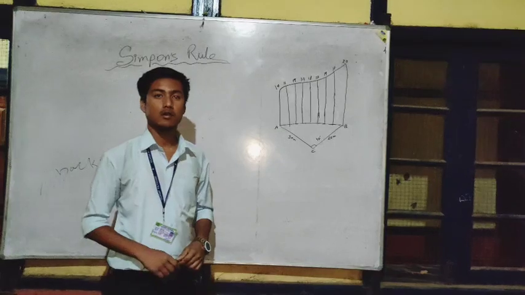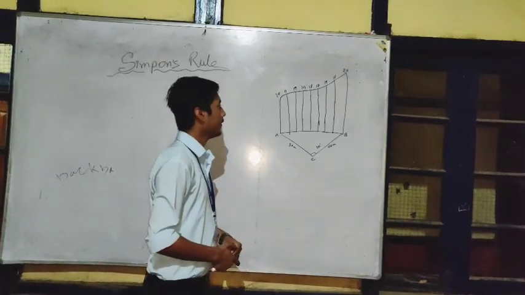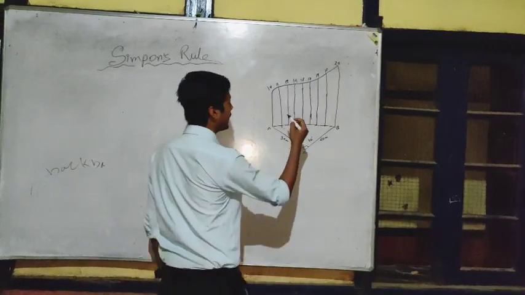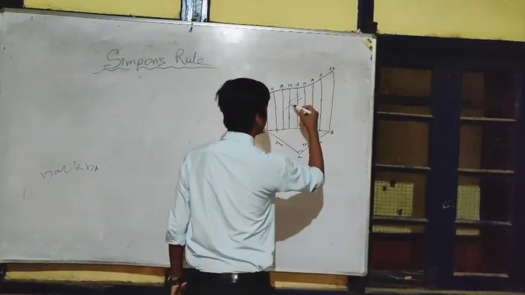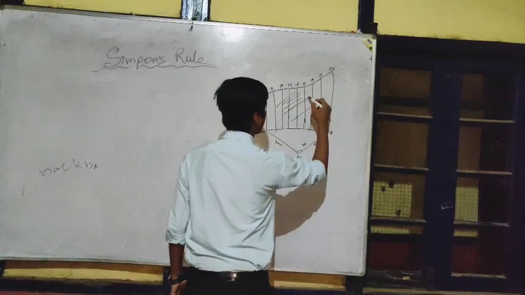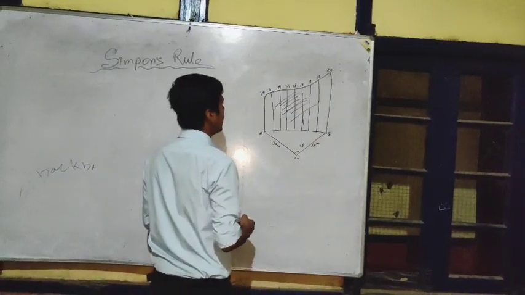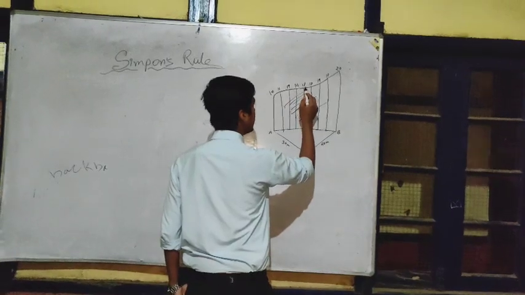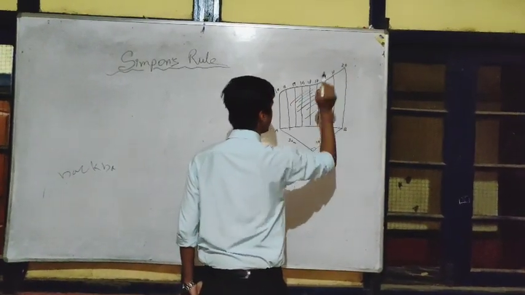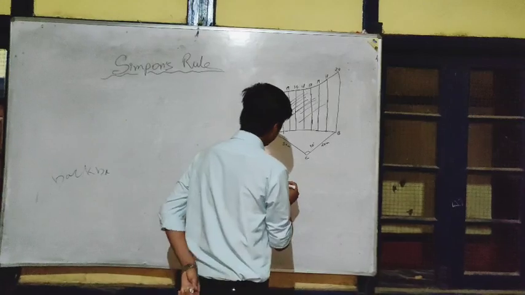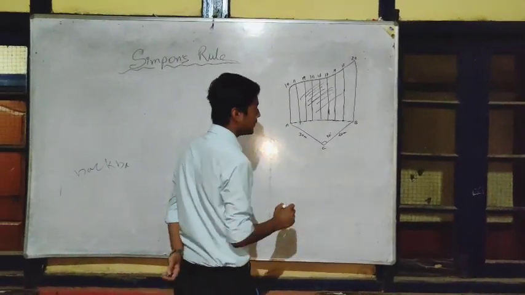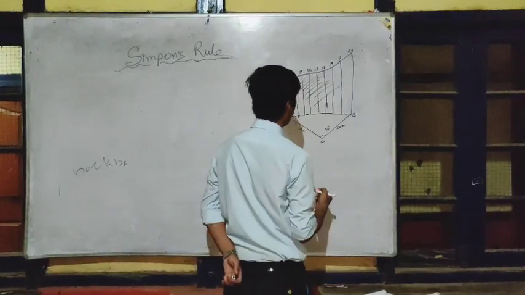Now let us try to solve the problem. Here a figure has been drawn, and in this figure we have to find the area of this portion. In this figure the ordinates given are 10, 11, 19, 14, 18, 17, 19, 18 and 20, and the length of this line AC is given as 30 meters and BC is 40 meters.